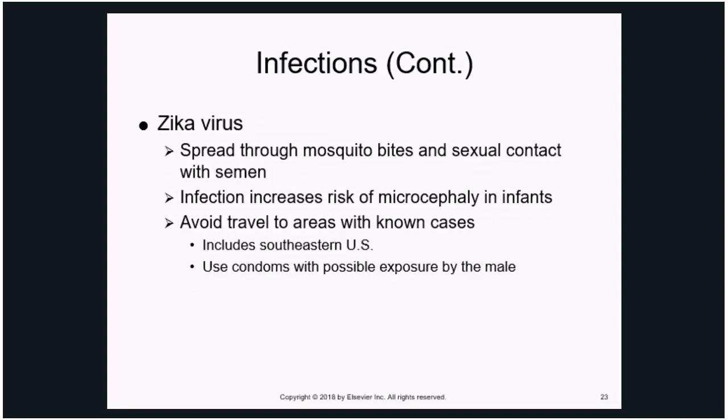Zika virus is spread through mosquito bites and sexual contact with semen. Read that again. Spread through mosquito bites as well as sexual contact with semen that is infected. Infection increases the risk of microcephaly in infants. Avoid travel to areas with known cases, including the southeastern U.S., and use condoms with possible exposure by the male.